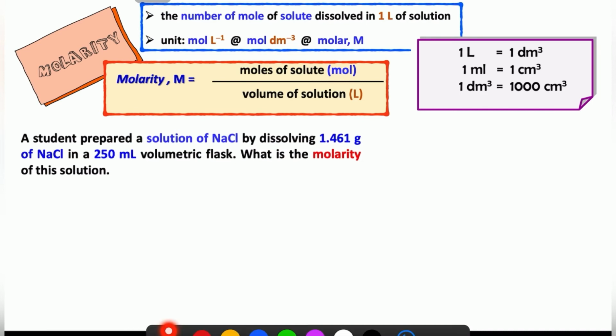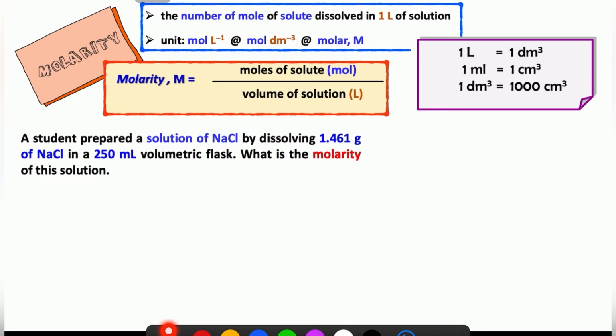Let's see the example. A student prepared a solution of sodium chloride by dissolving 1.461 gram of sodium chloride in a 250 ml volumetric flask. So what is the molarity of this solution? You have the mass of the NaCl, and the solution is NaCl solution. It is formed from the solute, NaCl, and water. This is the volume of the water, 250 ml.